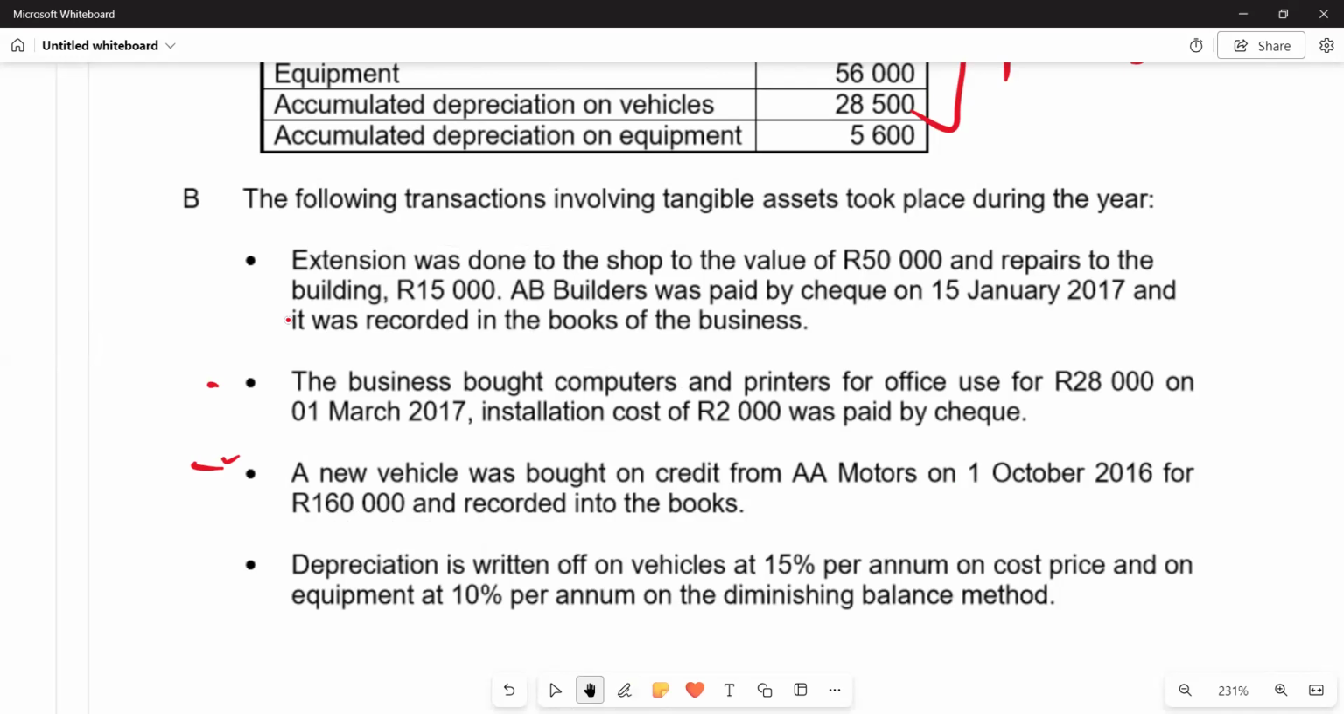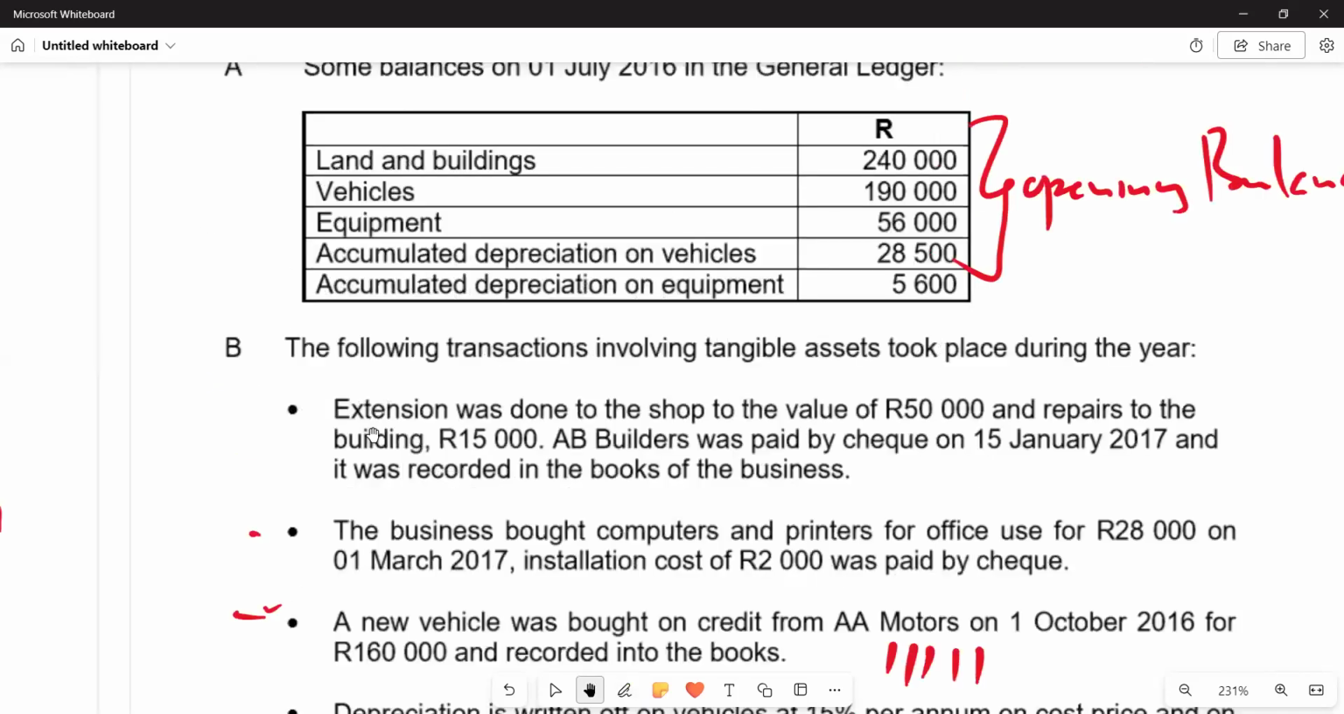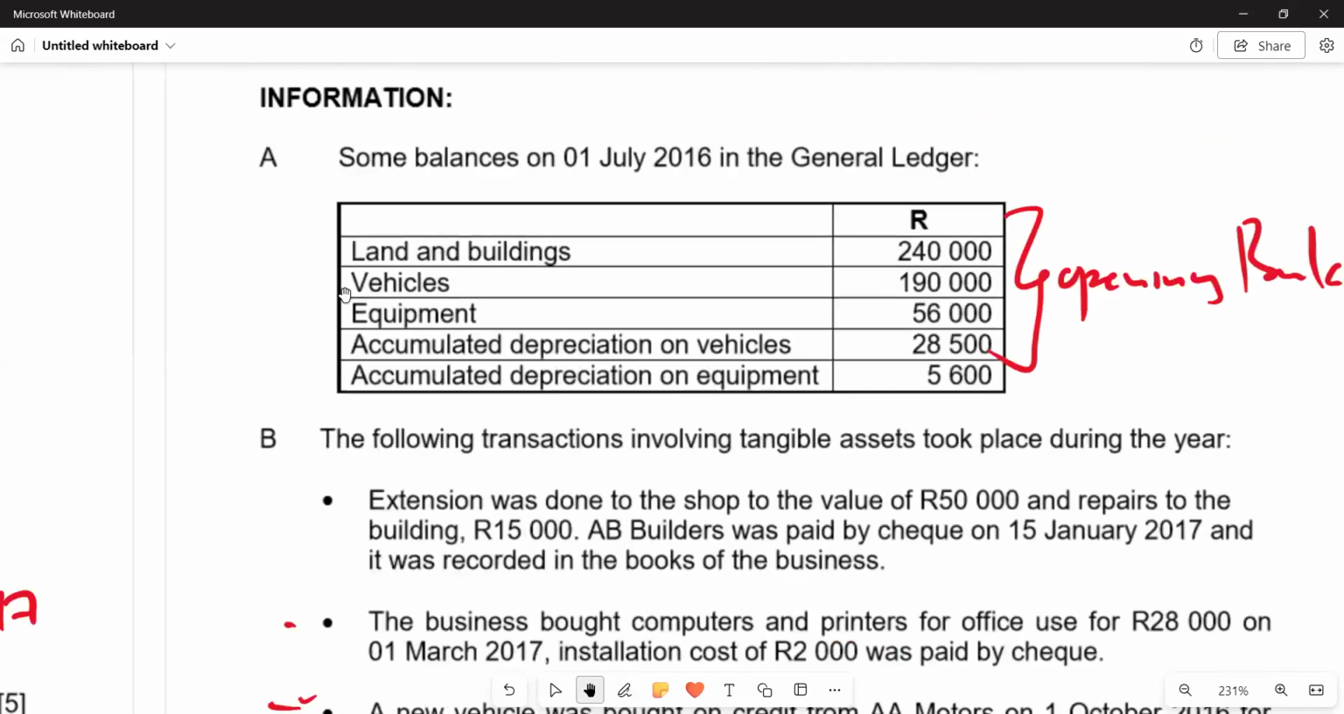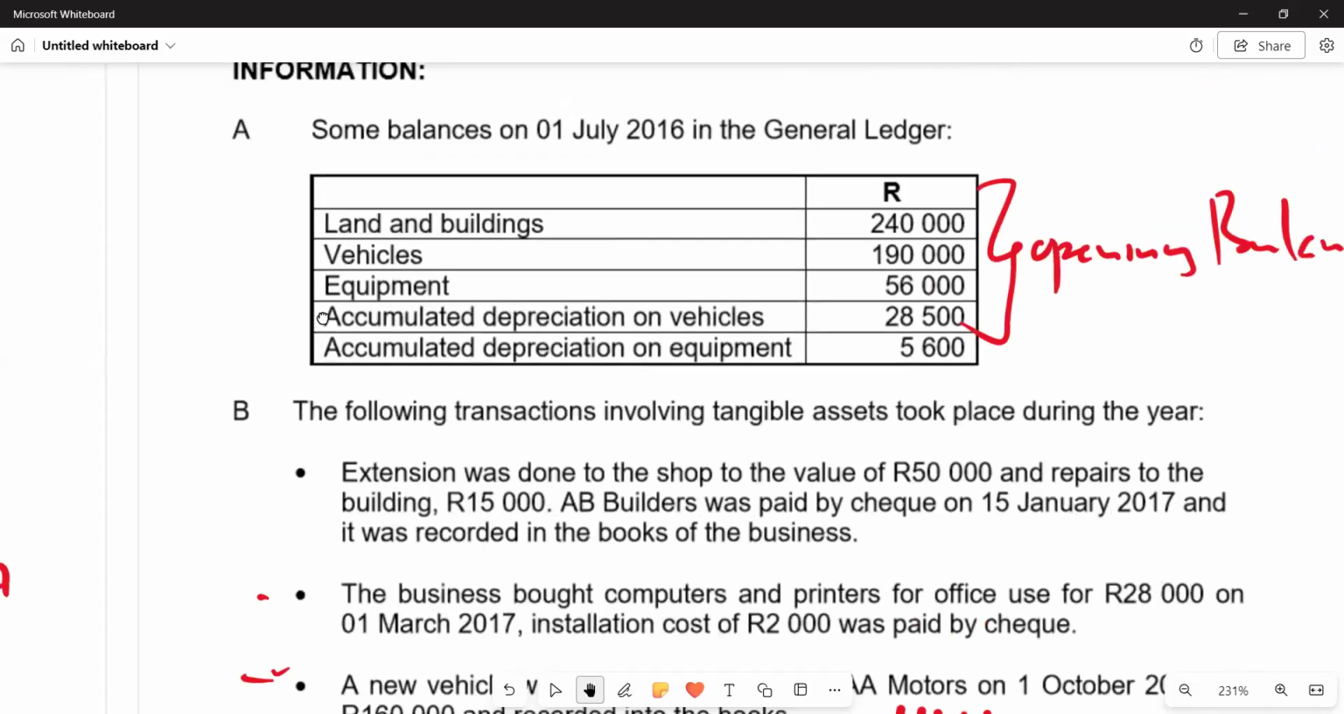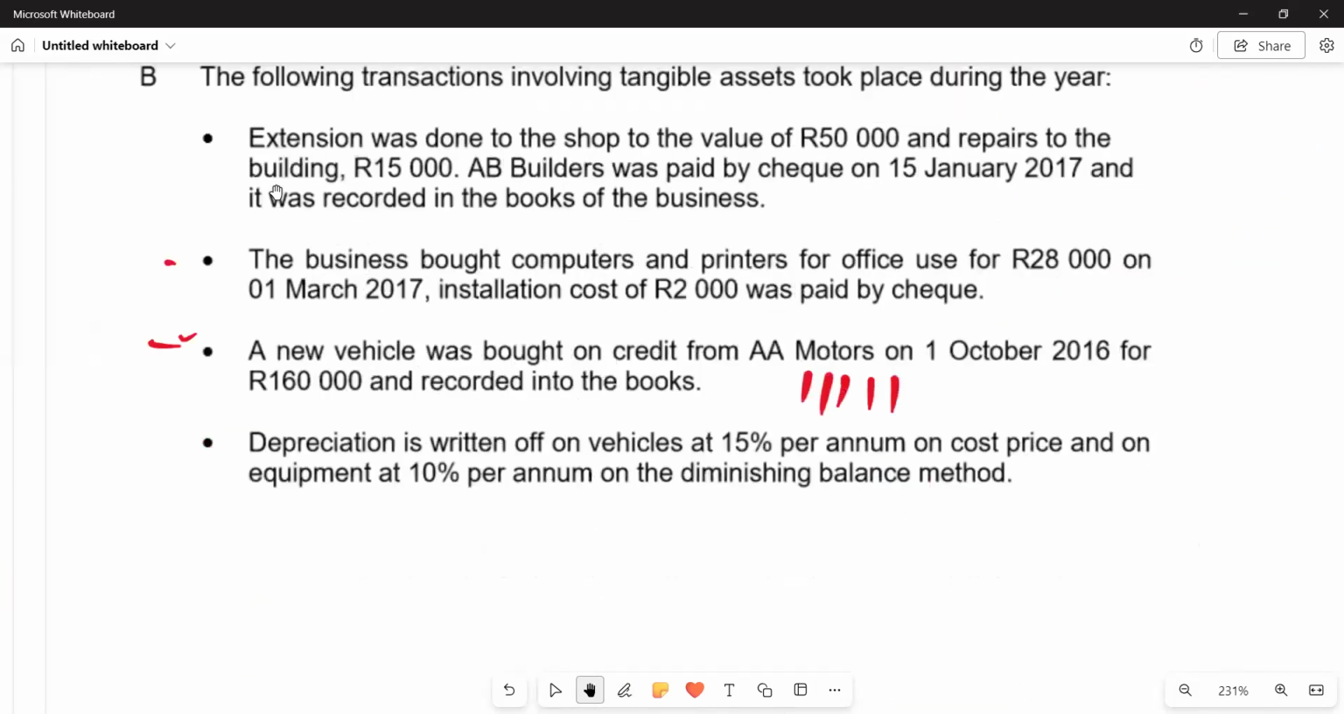So obviously the first thing is to calculate the number of months that we had that vehicle in the business. That is from 1 October until the end of the financial period. So the whole of October, the vehicle was there. Then November, December, and then we've got January, February, and our year is ending at the end of June. So we are saying October, November, December, January, February, March, April, May, June. So we have 1, 2, 3, 4, 5, 6, 7, 8, 9. So this vehicle was there for 9 months.